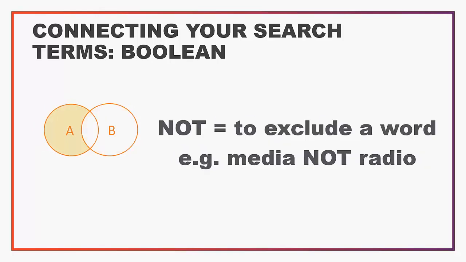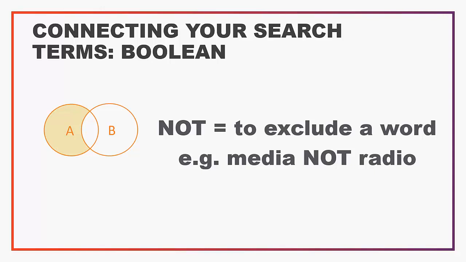The final operator we will mention today is not. This is probably used the least, but it's helpful for excluding words that might keep showing in your results, but which aren't relevant to your assignment or research. For example, if you were researching the media but were interested in radio, you could include media, not radio, in your search.